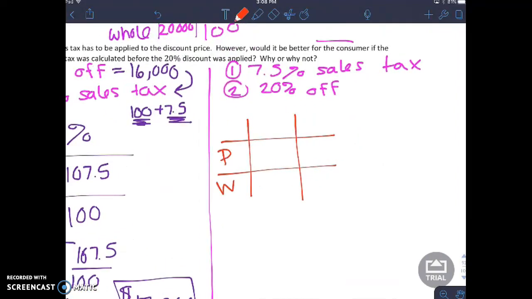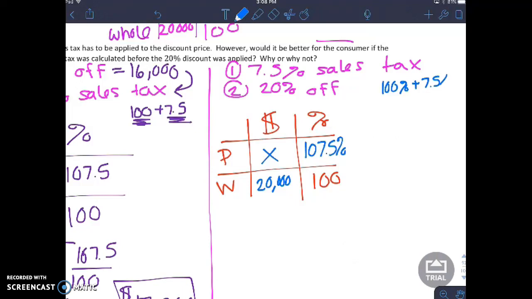So we have our part, our whole, our dollars, and our percent. The whole for percent is always 100, and the whole for dollars is going to be $20,000 because this time the discount has not been applied yet. We don't know how much the money is going to be. The percent is going to be that 107.5%. So it's the 100% of the initial cost plus 7.5% tax gives us 107.5. So when we solve this, we have x over 20,000 equals 107.5 over 100.